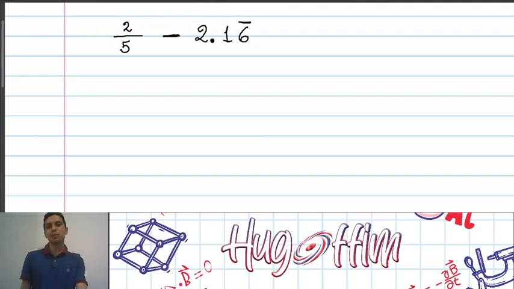So this is the example we're going to use. We're going to start with a fraction minus a decimal, and we're going to see two strategies. The first strategy will be converting our decimal to a fraction, and the other strategy is converting our fraction to a decimal. And you will decide which one is the best for you. Let's start first with converting our decimal into a fraction.